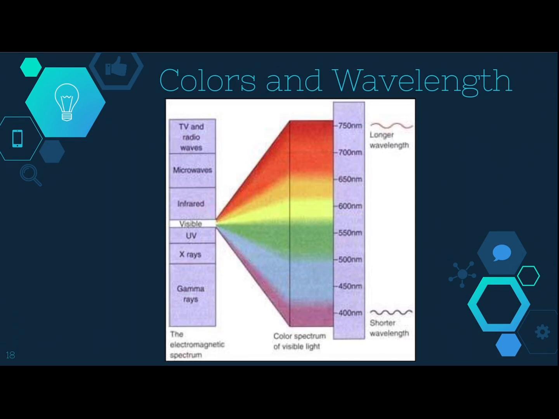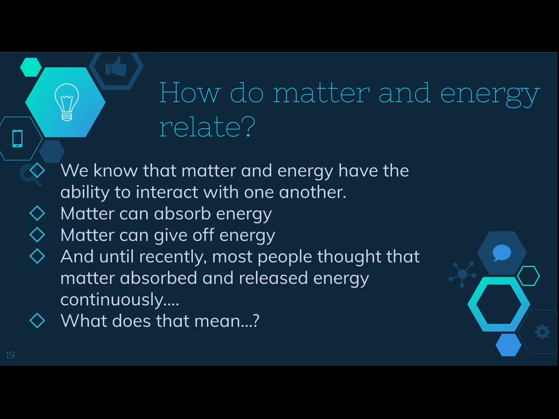Here's a good picture of what visible light looks like. At the top, I have my reds. Those are really long wavelengths, so lower energies. And as I get towards purple, it's closer to 400 nanometers. It's a shorter wavelength, which means higher frequency, higher energy.